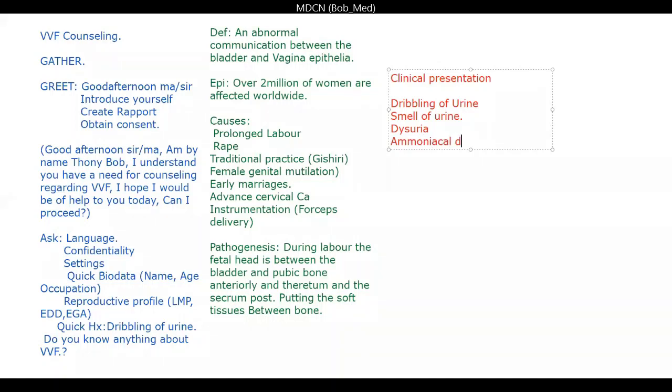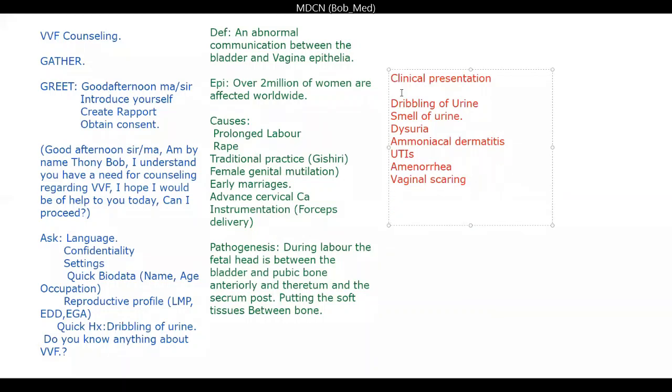Ammoniacal dermatitis. Okay. Yes, there could be UTIs, symptoms of UTIs. There could be things like amenorrhea. Patients might present with amenorrhea. Patients might present with vaginal scarring, and so on and so forth. So these will be some of the presentations.